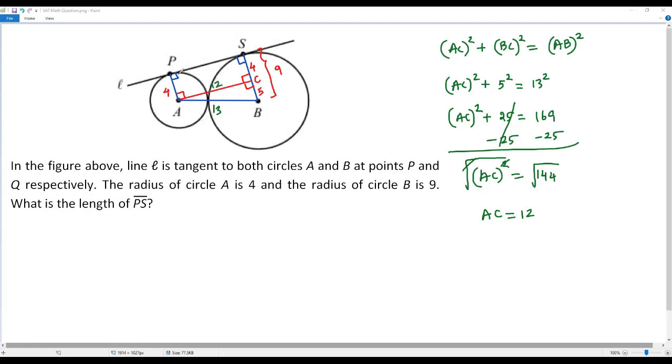Already we have discussed that this quadrilateral PSCA is a rectangle. In a rectangle, opposite sides are parallel and equal in length. Here the sides AC and PS are opposite sides of a rectangle and they must be equal in length. So whatever length we have for AC, the same length I will have for PS. Therefore, the length of the line segment PS is 12 units.